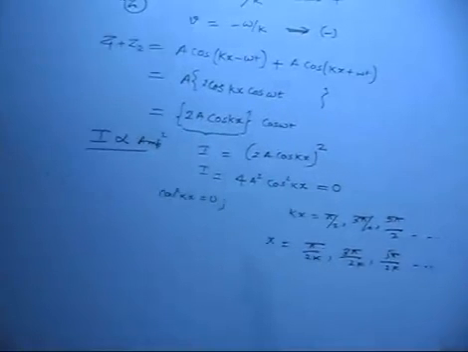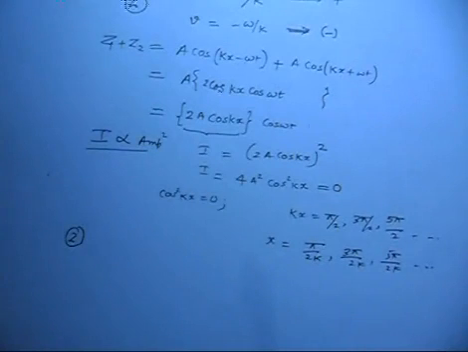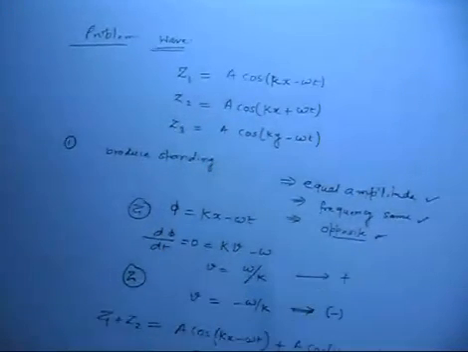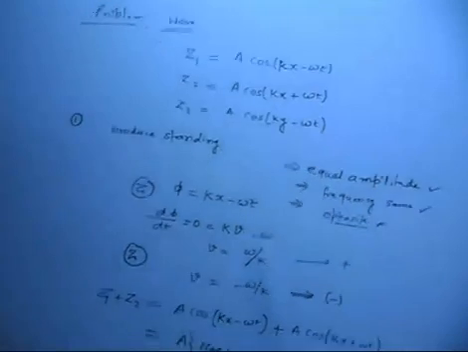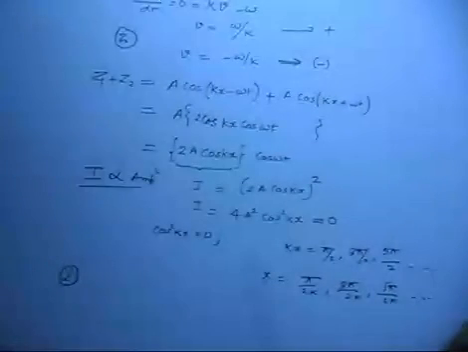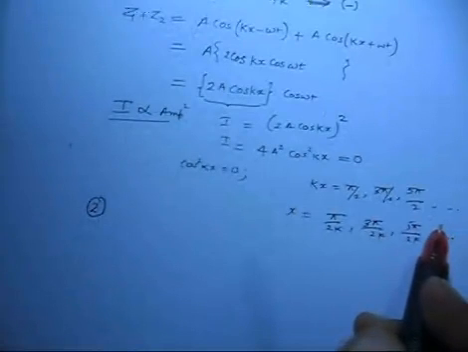Now the next part of the question is slightly tricky. It asks us to write down the equation of a wave. There are three waves, Z1, Z2 and Z3, and we have to combine two of them. In the first case we got a standing wave. In the next case it asks, which two waves should be combined to result in a wave moving along a direction that makes 45 degrees with the positive x-axis.